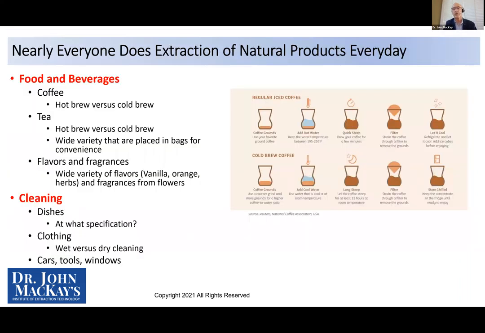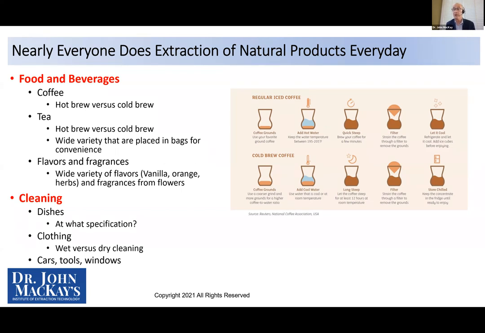The food and beverage. So when you're looking at the food and beverage industry and you're trying to find the processes that you have, let's talk about that for a bit. So coffee, hot brew versus cold brew. We've spoken about that. But let's talk about that a little bit more. What kind of other solvents could I use? I could use acetone. I could use ethanol. Each one of these would bring a different process, the same way with tea.